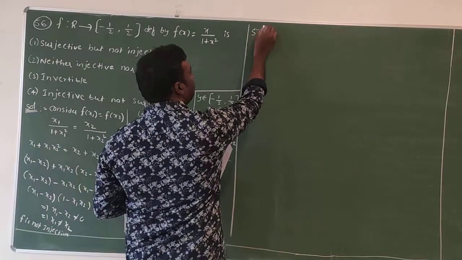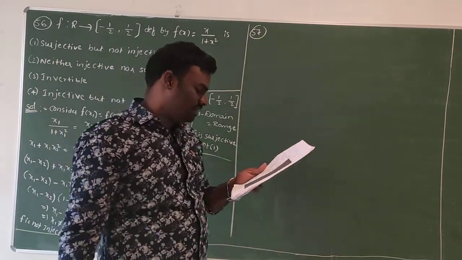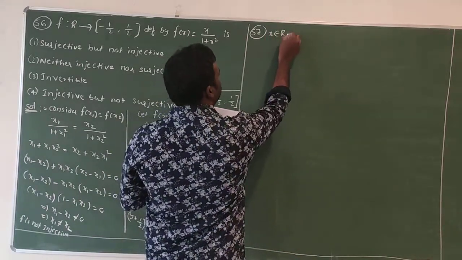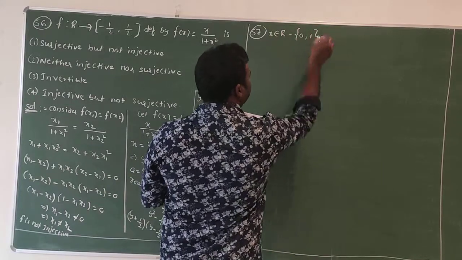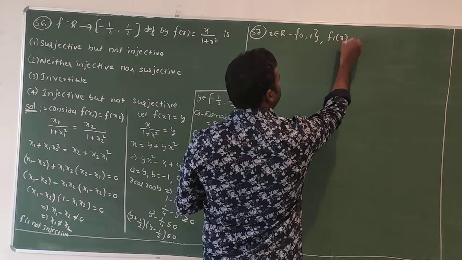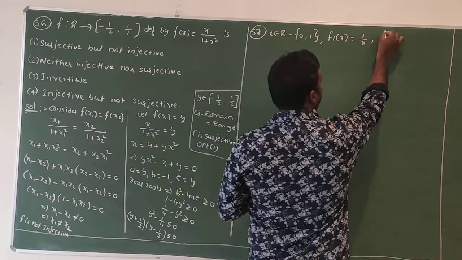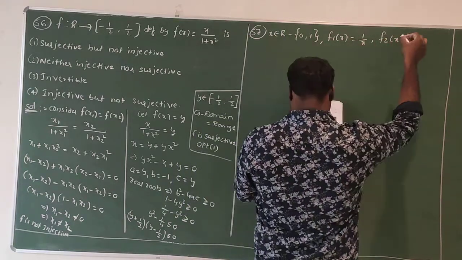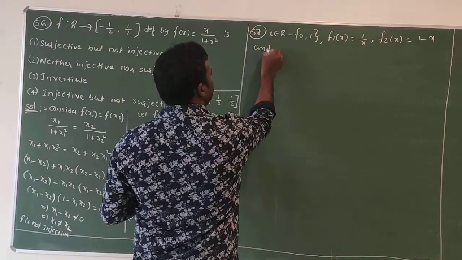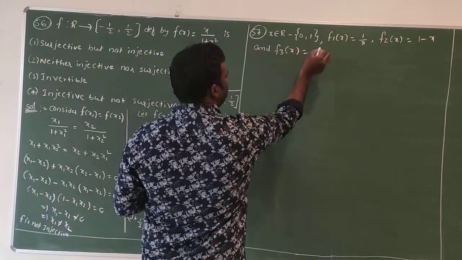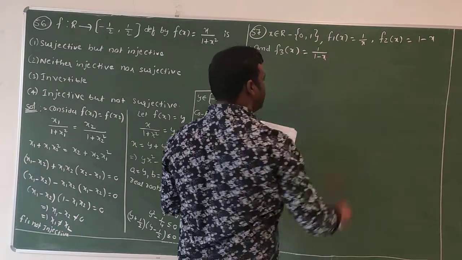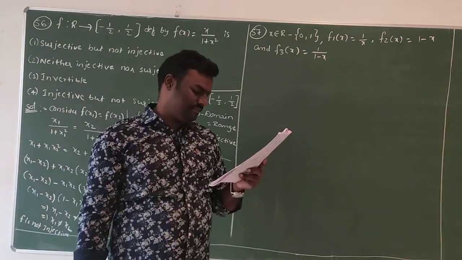Next, we will discuss question number 57. x belongs to R minus {0, 1}, and f1(x) equals 1/x, and f2(x) equals 1 − x, and f3(x) equals 1/(1 − x). Totally three functions are given.